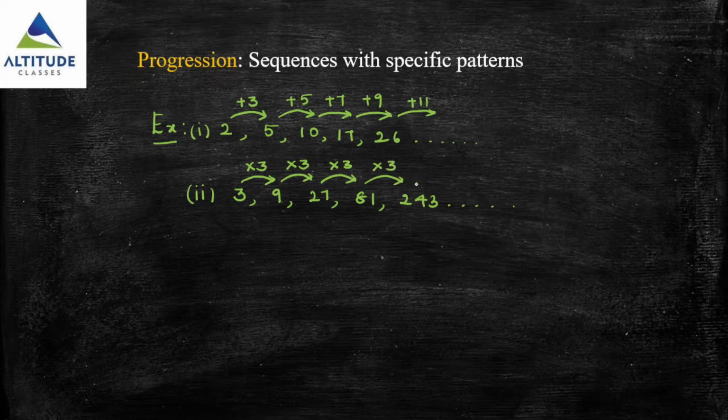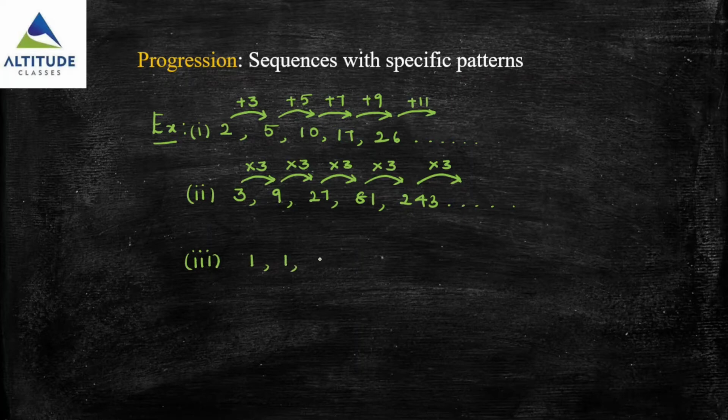If I ask you what the next term is, what will you do? You will multiply this by 3. So 243 into 3 is 729. 729 is our next term in this sequence. Since this sequence has some pattern, what is the pattern? If you want any term, you just need to multiply the term before it by 3. Since it has some pattern, this sequence is called a progression.